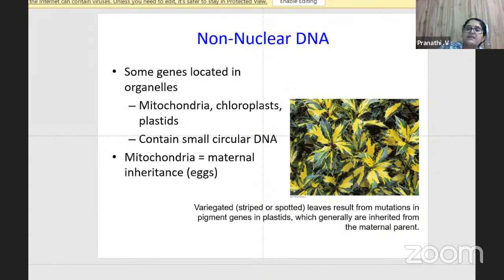You have certain non-nuclear DNA, which is present in mitochondria, chloroplasts, and plastids, and bacteria have plasmids, which have small circular DNA. So mitochondrial DNA is maternal inheritance. We have seen different kinds of diseases pertaining to it, and all of them are maternally inherited.